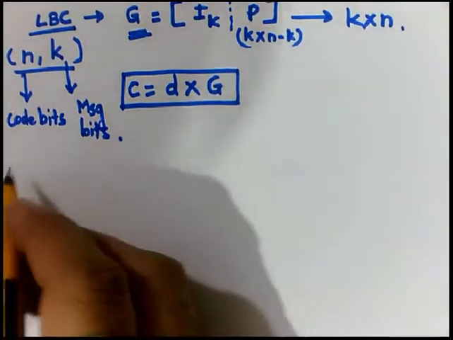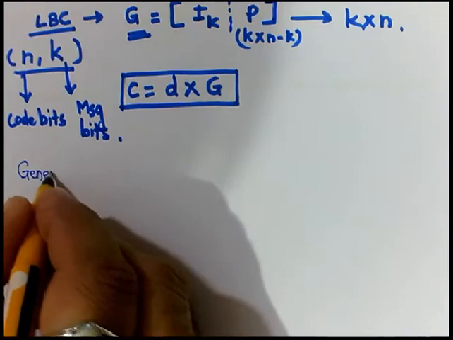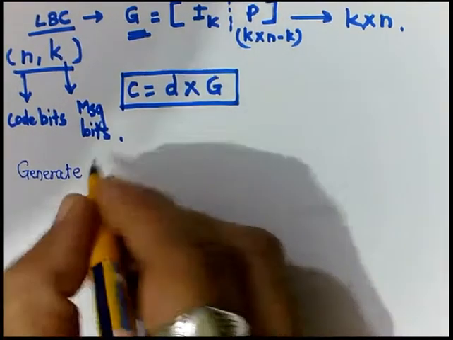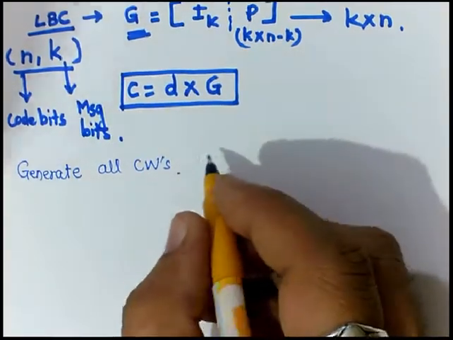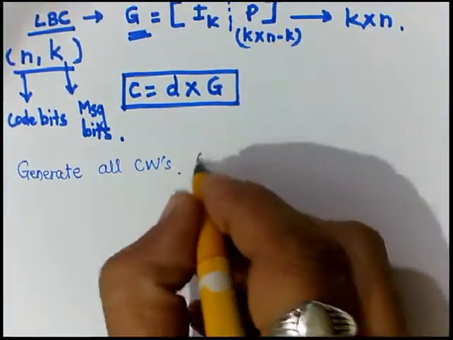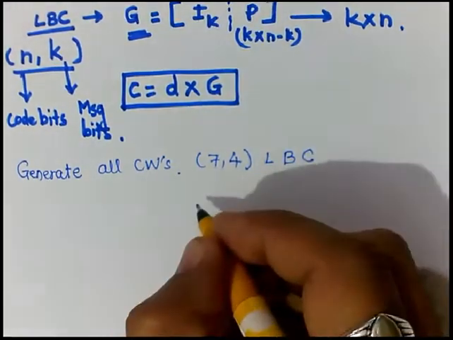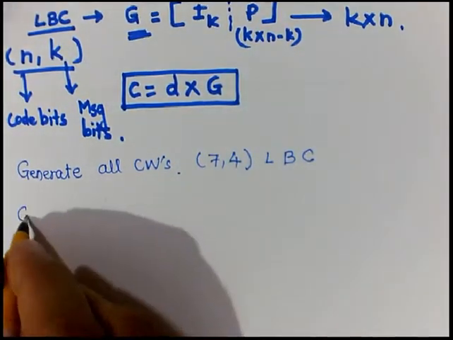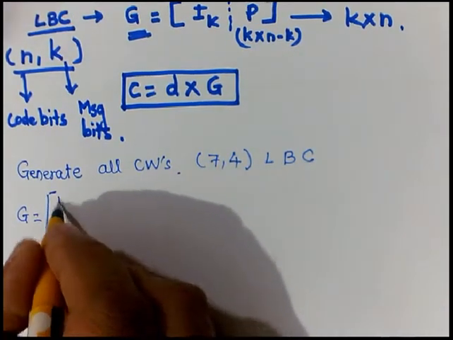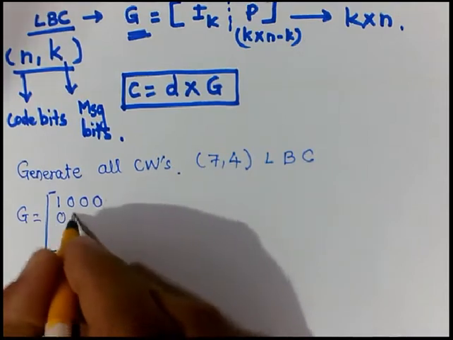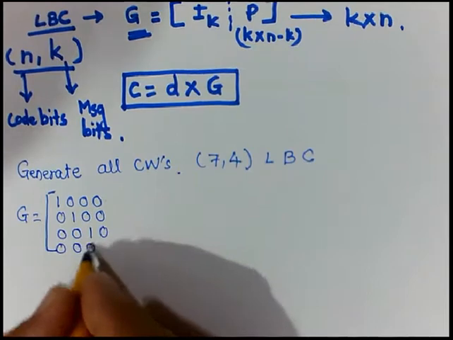Let's have the statement. The statement is: generate all code words, I will write it in short, for the 7 comma 4 LBC. This is what the LBC is. If the generator matrix given, that is capital G, is equal to, here it is 1 0 0 0 1 0 0 0 0 1 0 0 0 0 1 0 0 0 0 1.